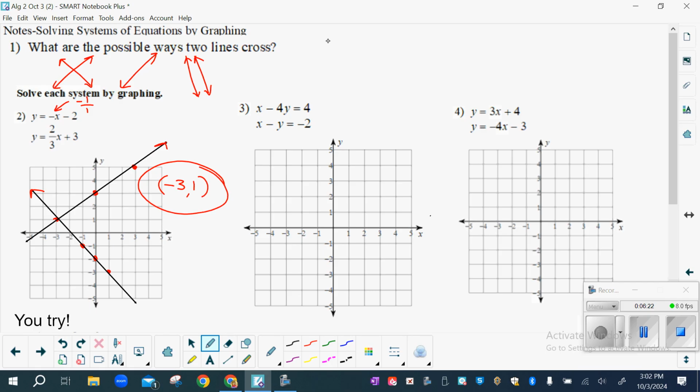Madison, that's right. Let's subtract the x first. So we get -4y equals -x plus 4. Divide both sides by -4. So we get y equals, Jimmy, what do we get when we divide by -4 there?